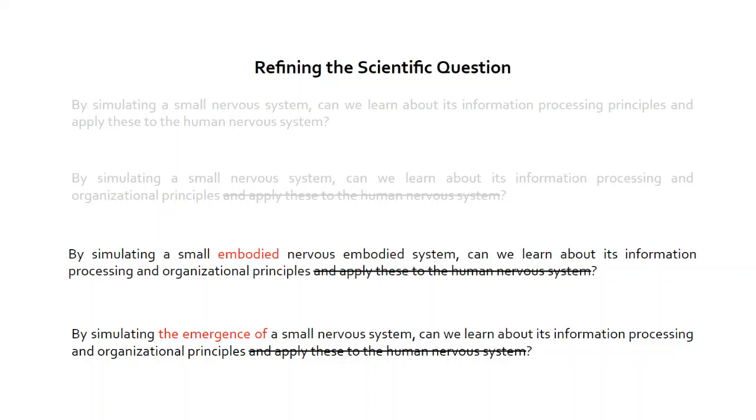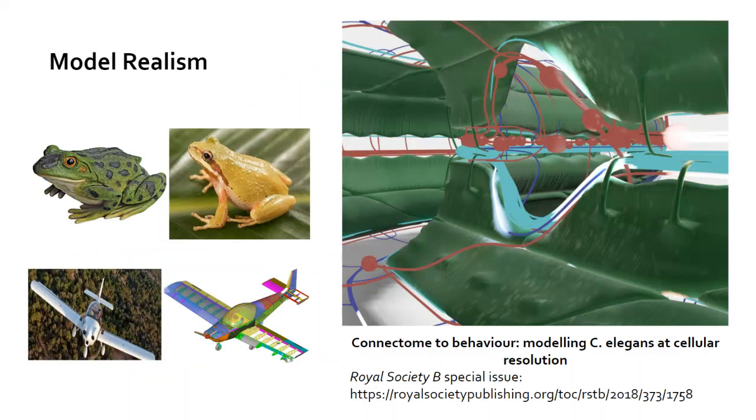So by simulating a small embodied nervous system, can we learn about its information processing and organizational principles, and can we similarly think about emergence? This is the idea behind OpenWorm. In one sense, it is model realism. You can see in this case you have two frogs and two airplanes. One is a real frog and a real airplane. The other is a model. But the models are realistic. They're hyper-realistic and not abstract models. On the right you can see an example of the OpenWorm model.